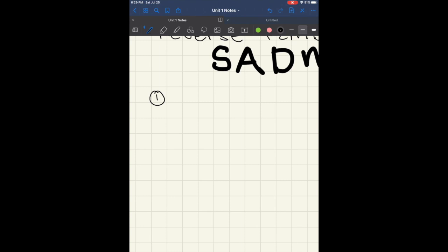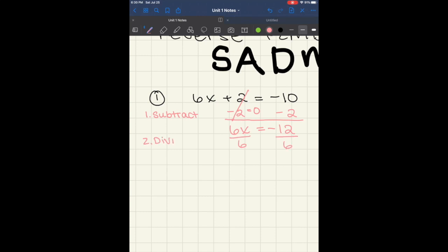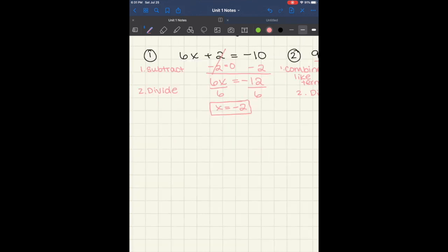So for our first example, we've got 6x plus 2 equals negative 10. For our first step, we are going to subtract, because that comes first in SADMEP, from both sides. Remember to do the same thing on both sides, balance the boat. So we've got 6x equals negative 12. That 2 minus 2 makes a 0. It doesn't just disappear. Then we divide both sides by 6, and we get x equals negative 2.